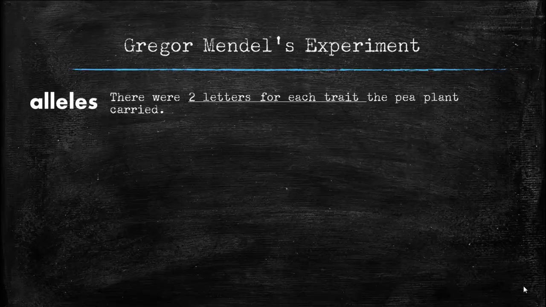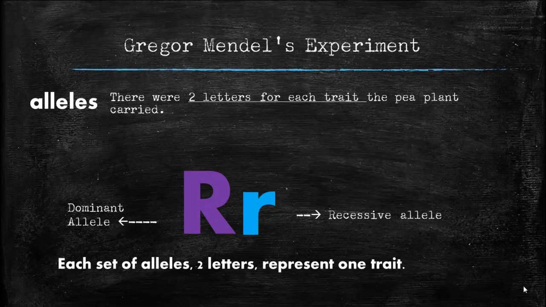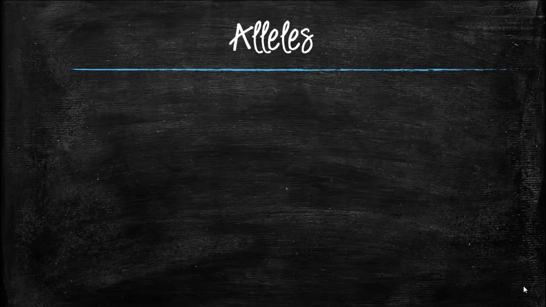Alleles are represented by two letters. An uppercase letter would represent the dominant allele, and a lowercase letter would represent the recessive allele. A set of alleles would contain two letters and will represent one trait.